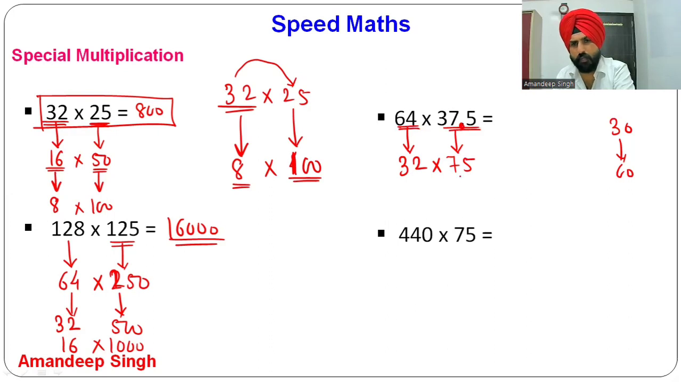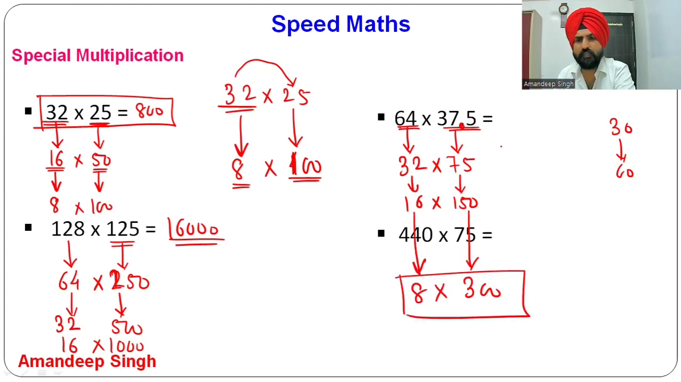I'm again doing double of 75, which gives 150, and this becomes 16. So which multiplication do I know? If I again do double of 150, this becomes 300. And if I do half of 16, this becomes 8. Is this multiplication easier? Yes. The answer will be 2400. Very easy, right? Now we have the last number.